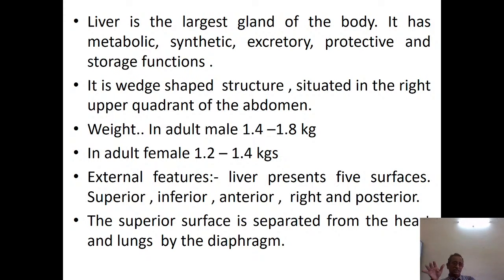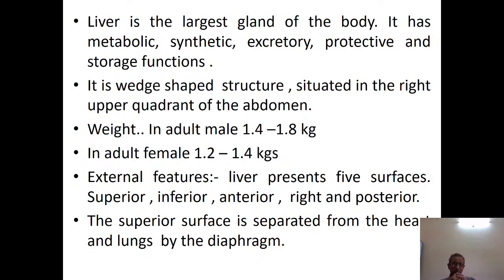Then structure. The liver is a wedge-shaped structure situated in the right upper quadrant of the abdomen. It weighs about 1.4 to 1.8 kg in an adult male and 1.2 to 1.4 kg in an adult female. Then external features. The liver presents 5 surfaces: superior, inferior, anterior, right and posterior. So the liver has a superior surface, inferior surface, anterior surface, posterior surface. In addition, it also has a right surface.